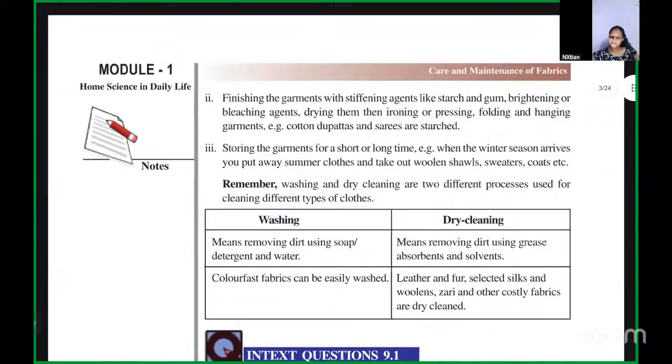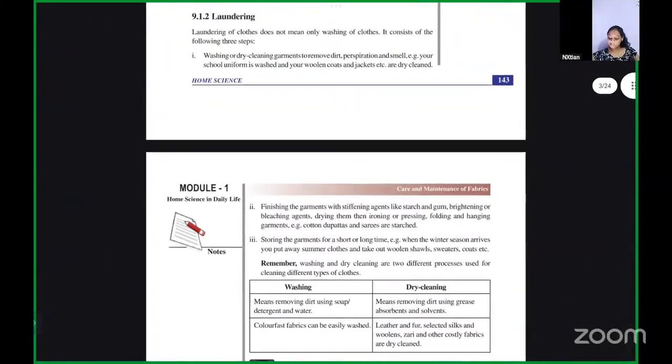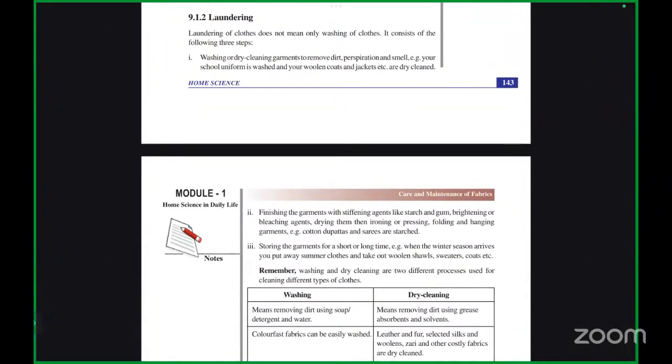Any doubt till here in laundering? Any question till here? Okay.